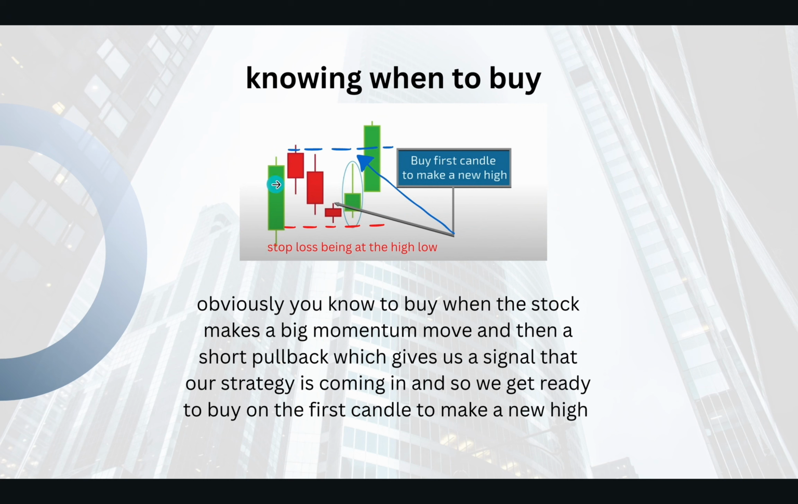So we wait for a big momentum move, and then we wait for a short pullback like this, and that short pullback gives us a signal that our strategy is coming in. So we get ready to buy on the first candle to make a new high. You see right here. You can either buy on the candle that breaks the previous red candle, or you wait until the candle that breaks the high. This is the low high, because a new high was formed. You wait until this high right here is broken by this candle, and that's when you enter and buy.